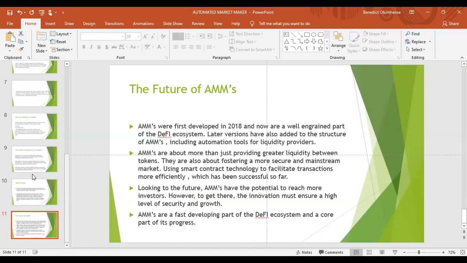Now, as the DeFi ecosystem continues to improve and grow, right? AMMs have the potential to reach more investors. However, whatever the innovation, AMMs must ensure a high level of security and growth, right? And so AMMs are the core of the DeFi ecosystem and part of its progress.